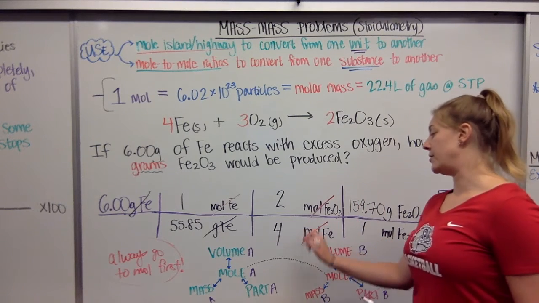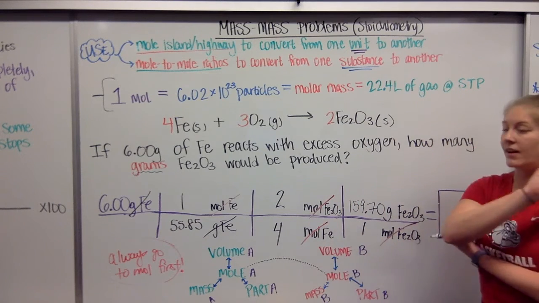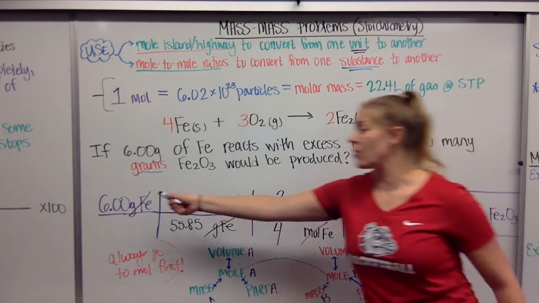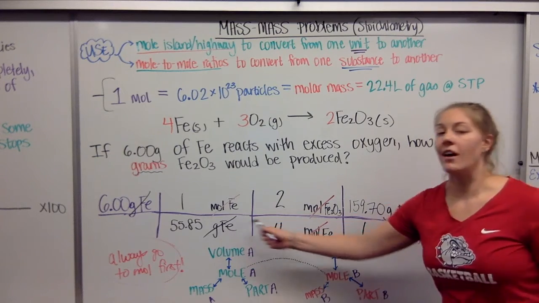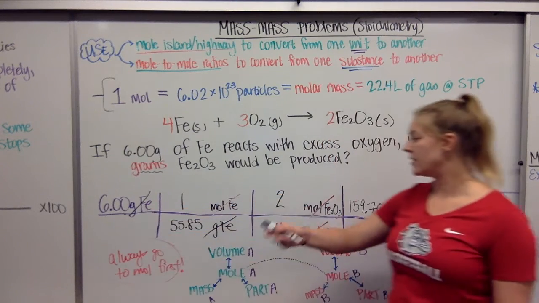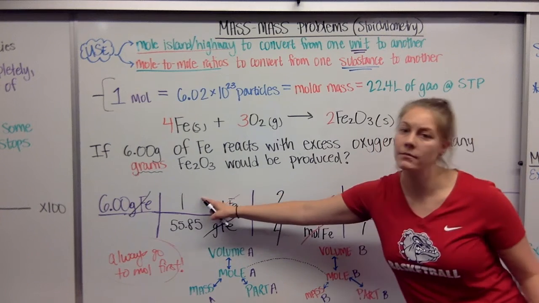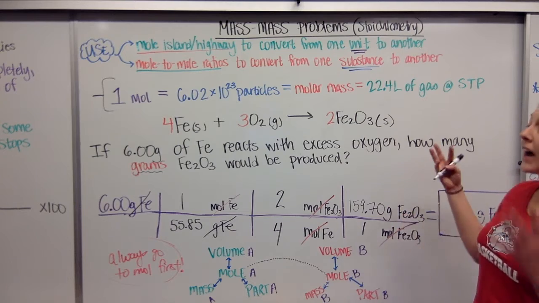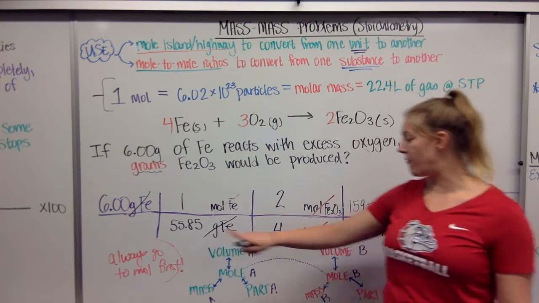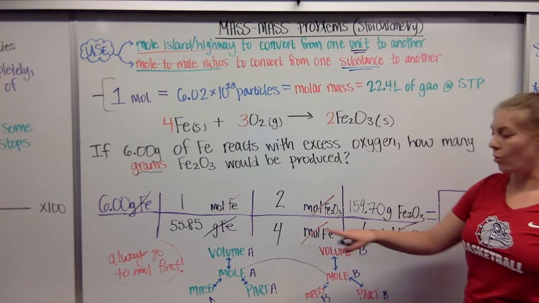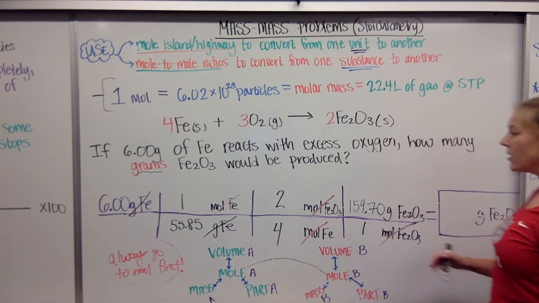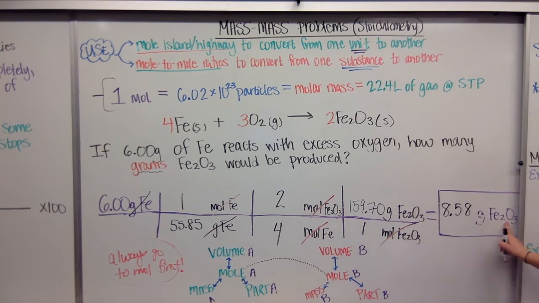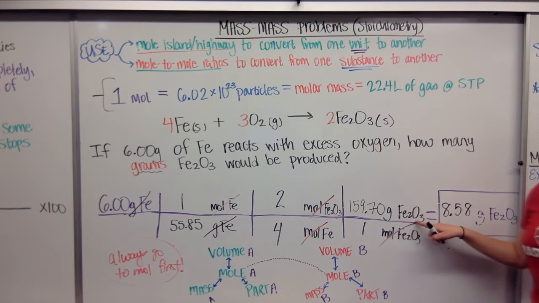Again, moles of Fe2O3 cancel out here because that unit is on top and bottom. And all we have left to do is multiply everything across the top, divide by everything across the bottom. So 6 times 1, 6, times 2 times 159.70, divided by 55.85, divided by 4, divided by 1. Okay, so we get 8.58 grams of Fe2O3. That's the unit that we're left with, grams of Fe2O3.